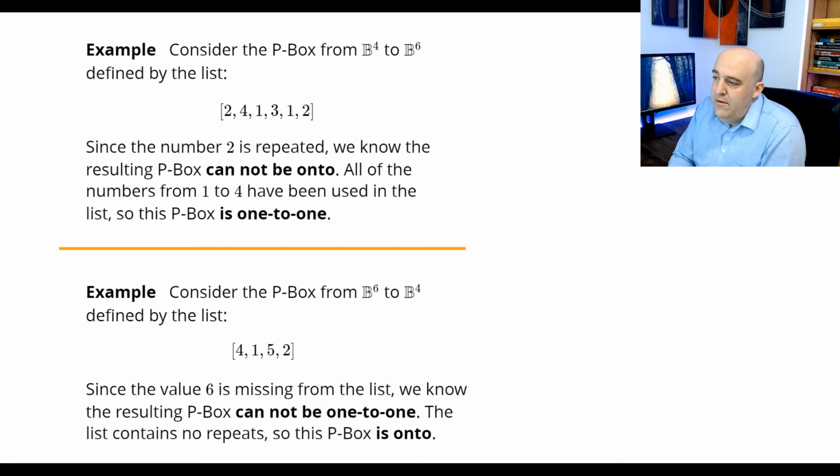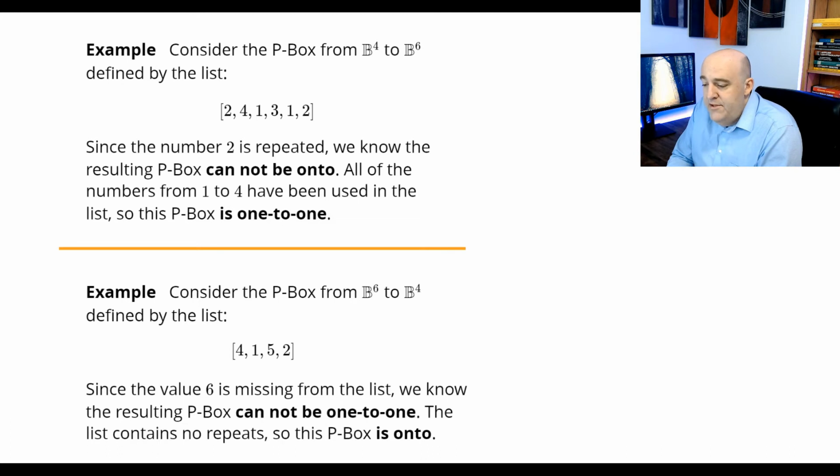So just to take a little example here, let's take the p box from B4 to B6 specified by this list. Notice the list has 6 values. That's because we're mapping to B6. Also notice that each integer in the list is between 1 and 4. That's because 4 is the number of input bits. We notice that in this list, the 2 is repeated. So that means this p box cannot be onto. Also, notice that every number from 1 up to 4 has been used. Yes, we have repeats, but that's okay. And that means this p box is 1-to-1.